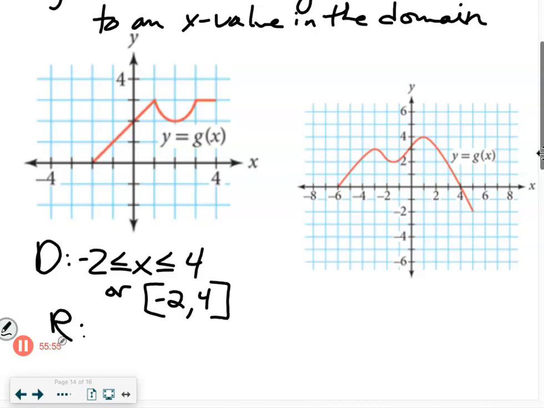Range. What is the lowest y value on this graph? 0. What's the highest y value? 3.